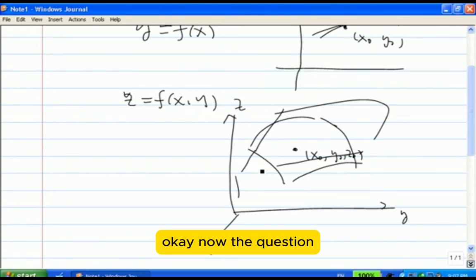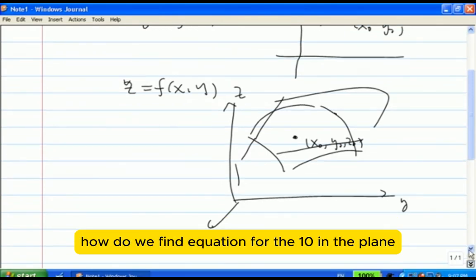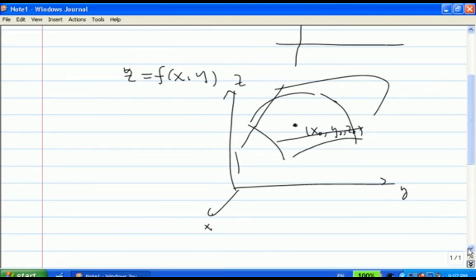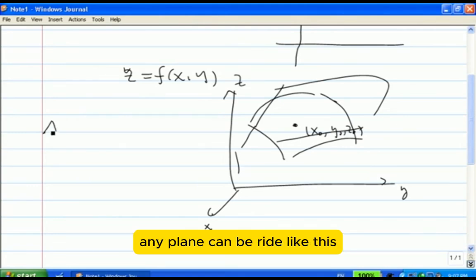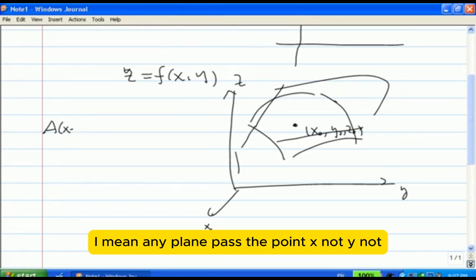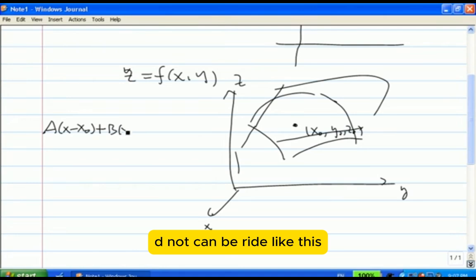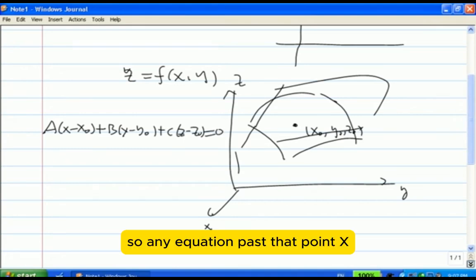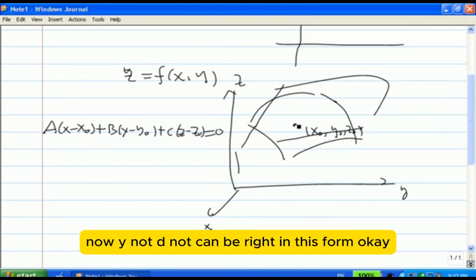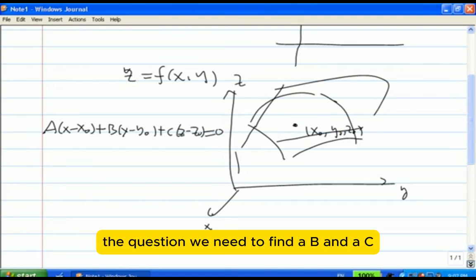Now the question: how do we find the equation for the tangent plane? We learned the equation of a line and the equation of a plane. Any plane passing through the point x0, y0, z0 can be written like this: a(x minus x0) plus b(y minus y0) plus c(z minus z0) equal to 0. The question is, we need to find a, b, and c.